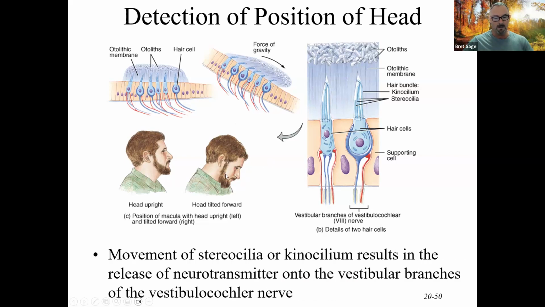The movement of the stereocilia, stereo meaning both directions, or kinocilium, results in the release of neurotransmitter onto the vestibular branches of the vestibulocochlear nerve.